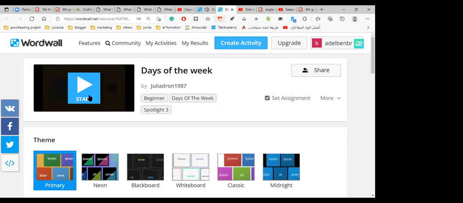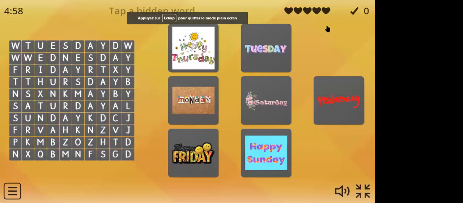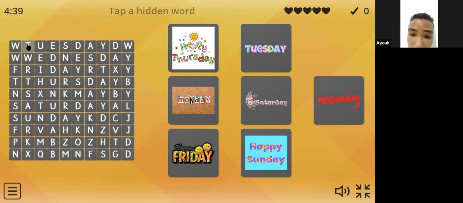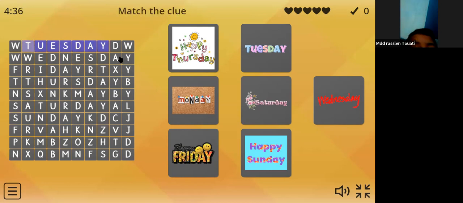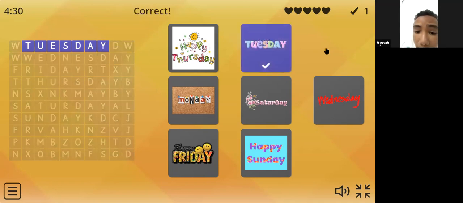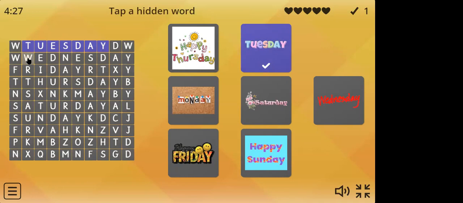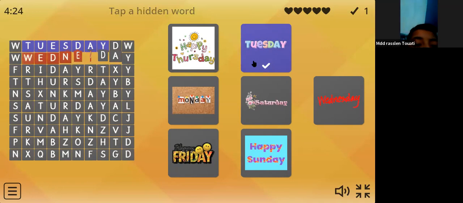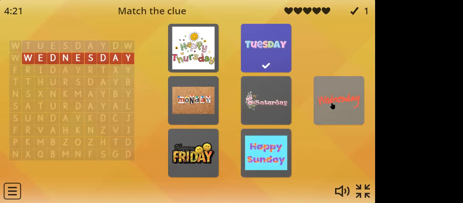Let's check here. Another kind of game. We are going to look here and after that choose the day from here. Can you find one of the days here? Tuesday. Okay, where is Tuesday? It's here. Wednesday. Where is Wednesday? Here? Yes. Friday. Here. Okay, very good.